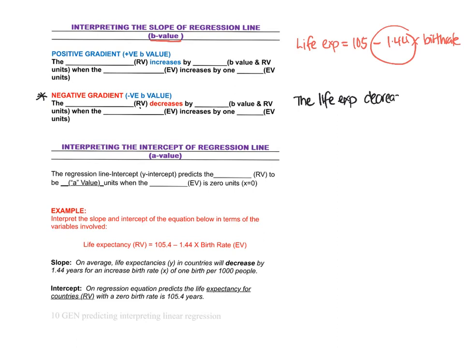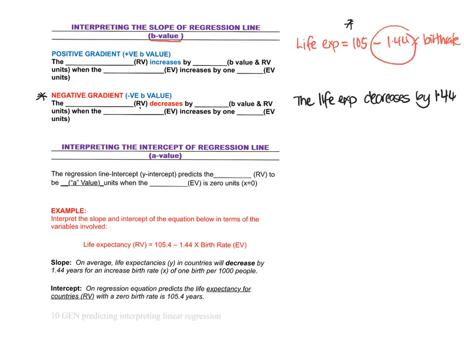decreases by, what's the actual number B is? What's the B in that equation? The slope. What's the gradient? Up in my example here, which one's B? Yeah, 1.44. Good. The word decreases makes that, okay? You can put it on the side if you want.